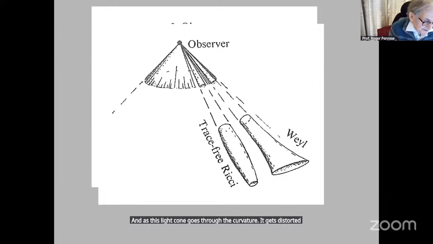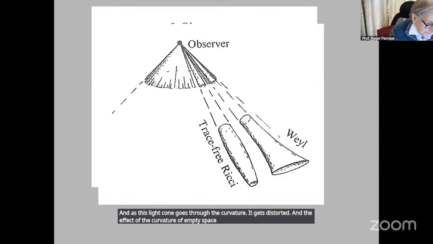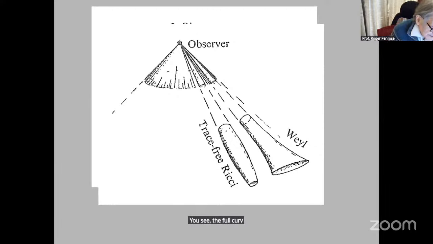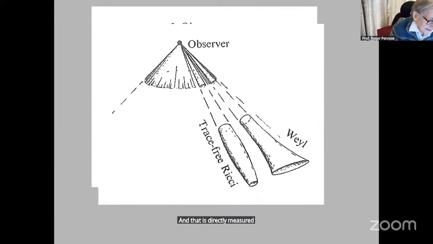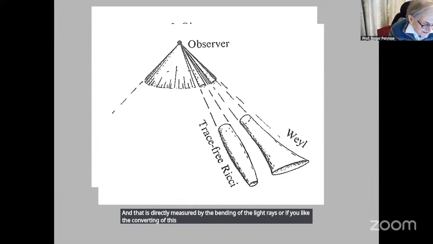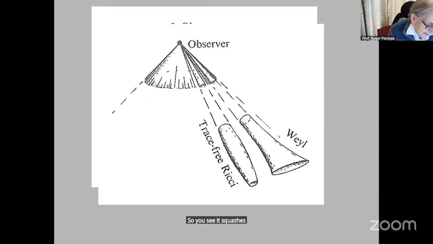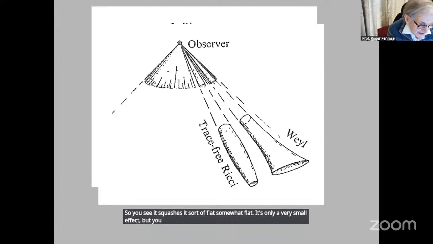And the effect of the curvature of empty space is what's called the Weyl curvature. You see, the full curvature has 20 components. 10 of them correspond to the Weyl curvature, which is the conformal curvature. And that is directly measured by the bending of the light rays, or if you like, the converting of this circular image into an elliptical image. So you see it squashes it sort of flat, somewhat flat. It's only a very small effect, but you see in this picture the general action of the effect.